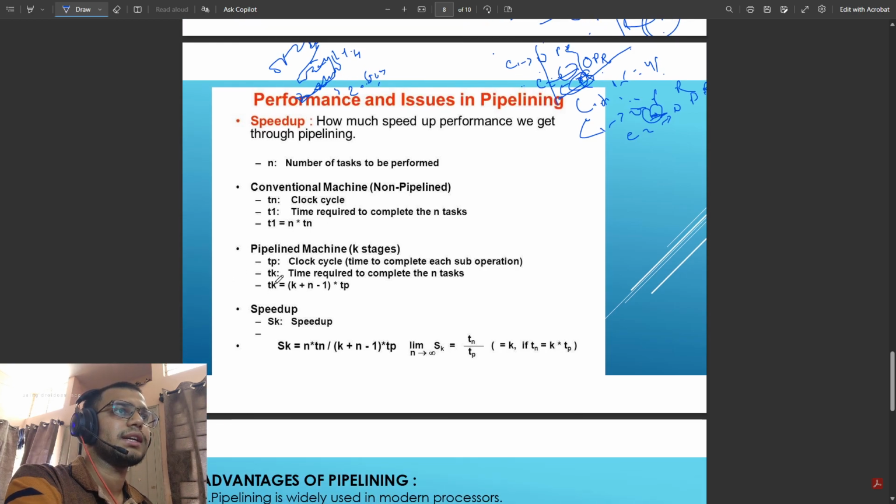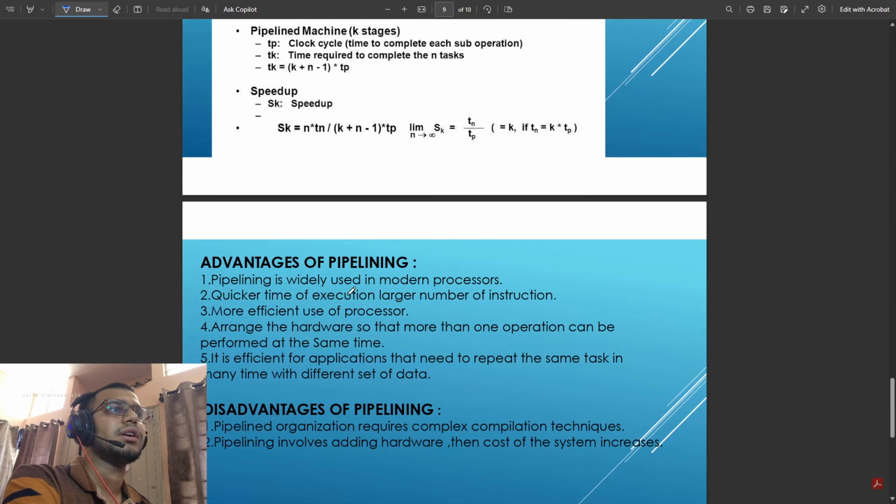So here is the formula. TP is the clock cycle, and TK is the time required to complete the n tasks. TK equals K plus n minus 1 into TP. That's the formula. Now let's see the speedup formula. Speedup is Sk equals n into Tn divided by K plus n minus 1 into Tp, which equals Tn by Tp.